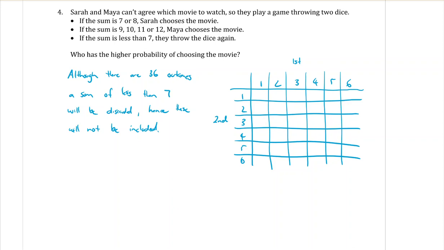So 1 plus 6 makes 7. All the 7s are going to go on this diagonal across here. And then these will be the 8s, 9s, 10s, 11, and 12. All the ones that I haven't filled in are going to be discarded.